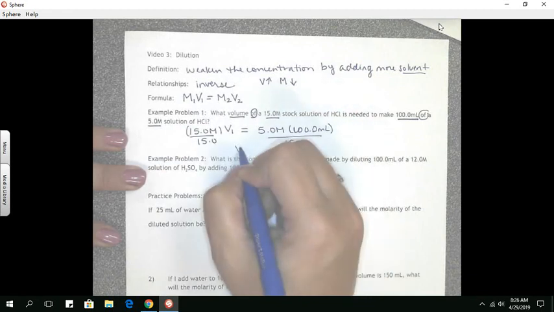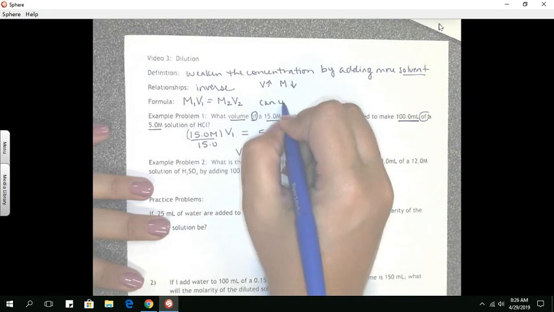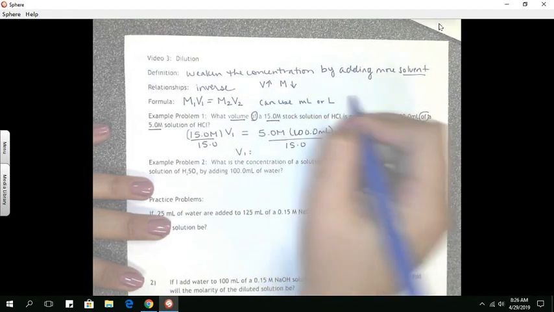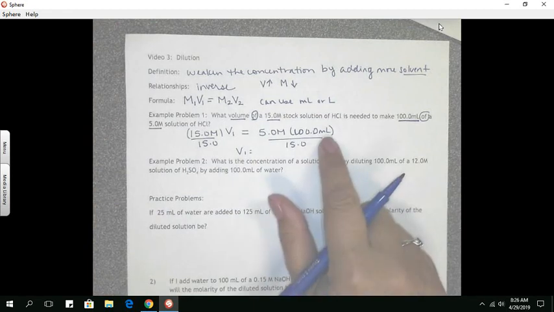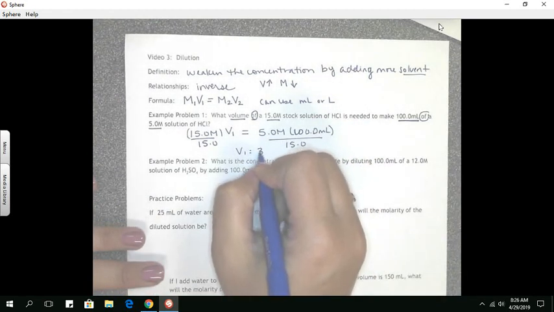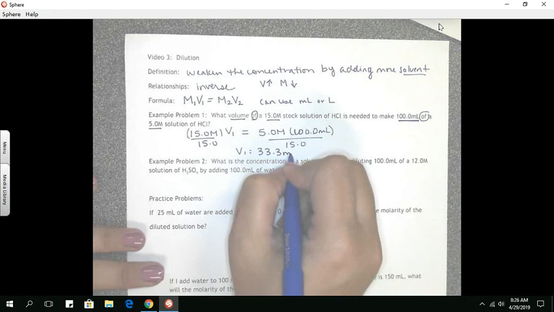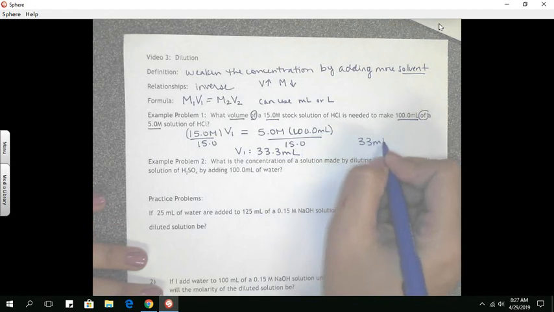Now in this ratio, this proportion, we can use either liters or milliliters, as long as both sides of the equation are the same. In this instance, since we put milliliters in, we're going to get milliliters out. So when we divide, we get 33.3 milliliters. Now we go back and look at our significant figures. Here we have 3, here we have 4, here we have 2, so we need to round this to 2, and that becomes 33 milliliters.